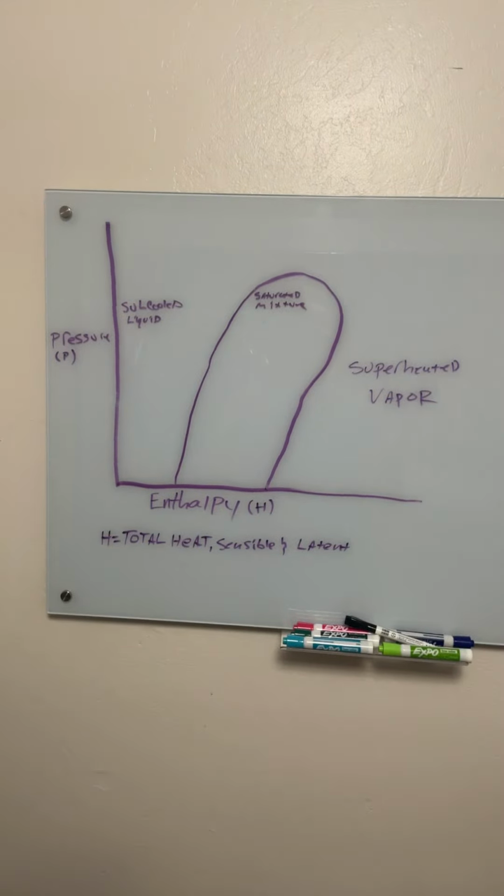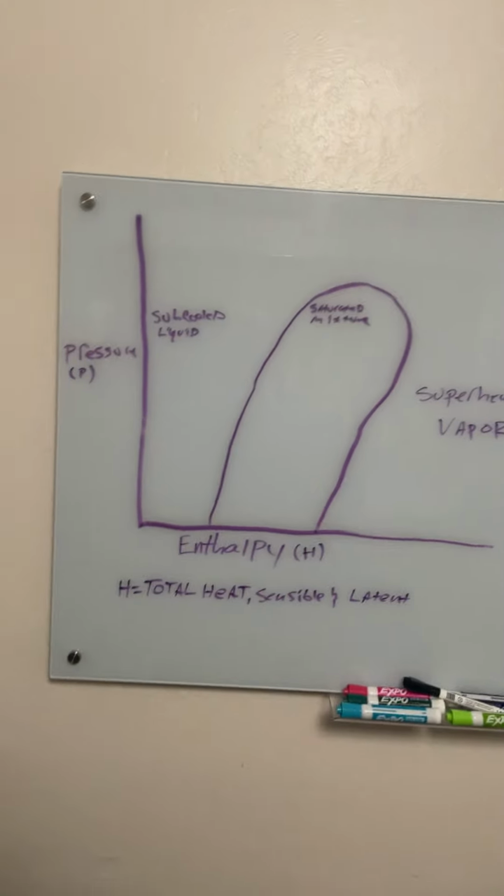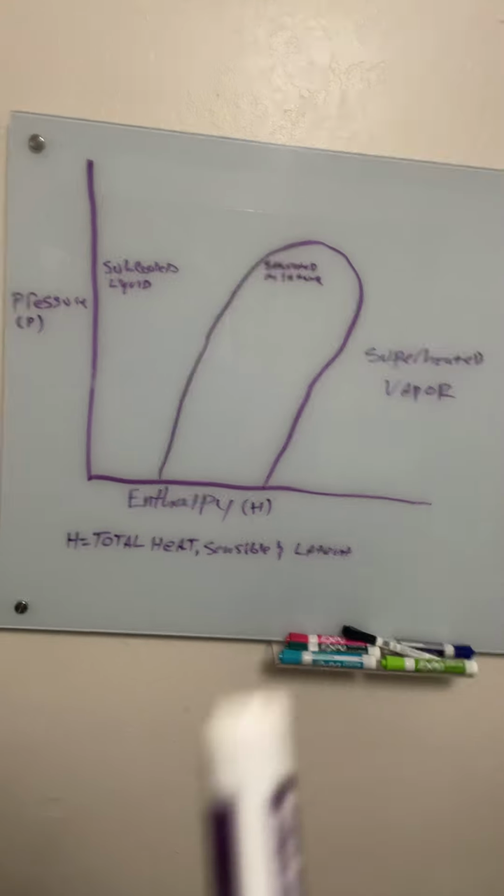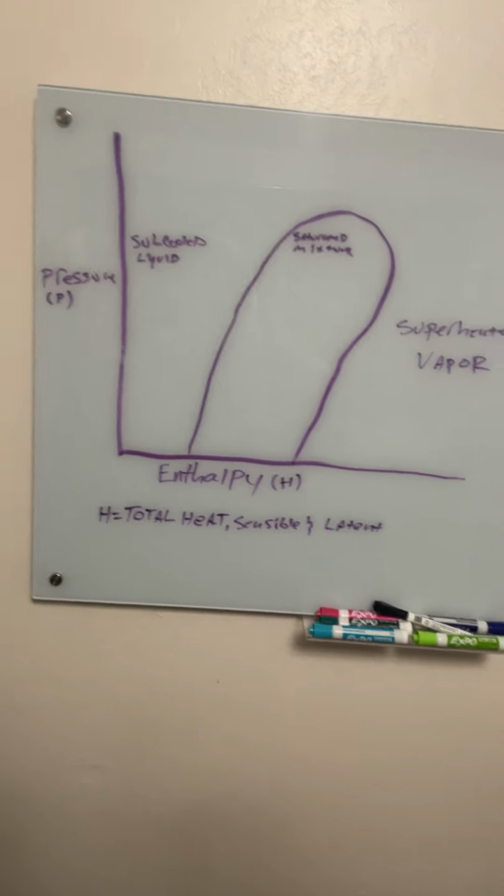Here's how to master the refrigeration cycle. So this graph here is known as the pressure enthalpy chart, also known as the pH chart.